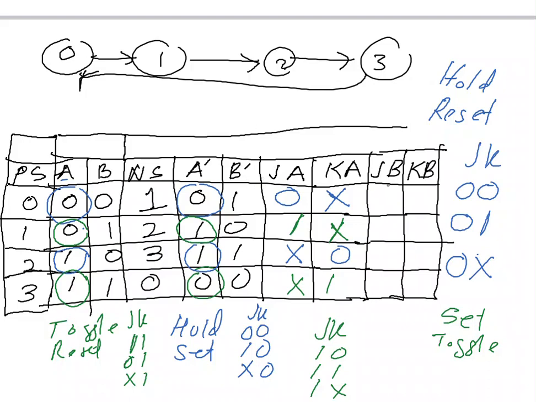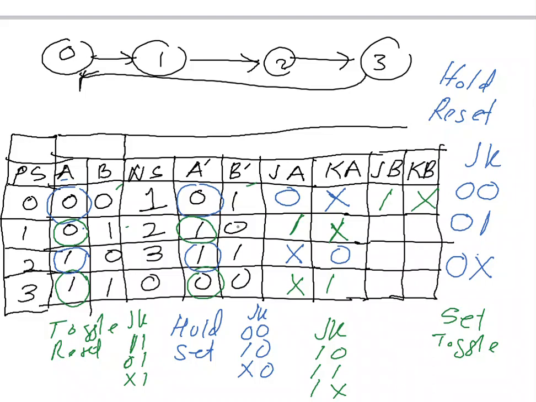Okay, now let's do it for B. B is 0, B prime is 1, so 0 to 1. Okay, the same as this one, 0 to 1, set or toggle. So 1, 1 or 1, 0. Okay, so the answer is 1x here. And then this one, 1 to 0, reset or toggle.